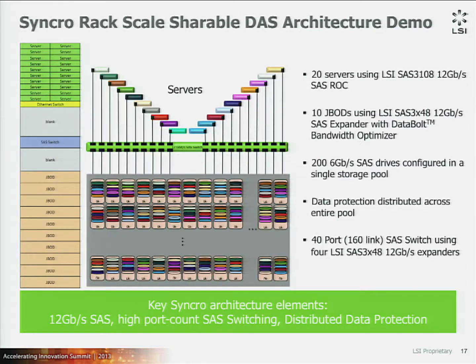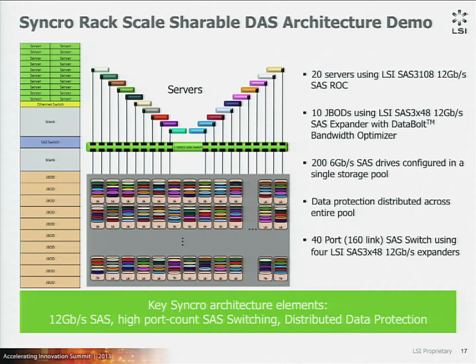So let's take a look at some of the demos that we have here at LSI's AIS conference. In the first demo here, we have something we're calling the Super Rack, but it's our Syncro rack scale sharable DAS architecture demo. That's a mouthful. Basically, what we have is a rack that has 20 servers, and all the servers have a RAID controller that's connected to a SAS switch. Below the servers, we have 10 JBODs with 200 drives. So we have a model where we have 20 servers with 200 drives. So each server effectively has capacity of 10 disk drives.